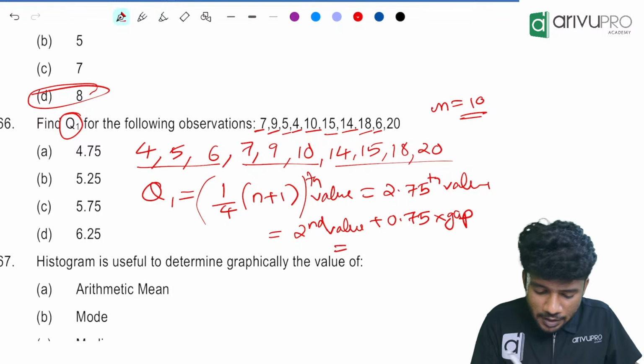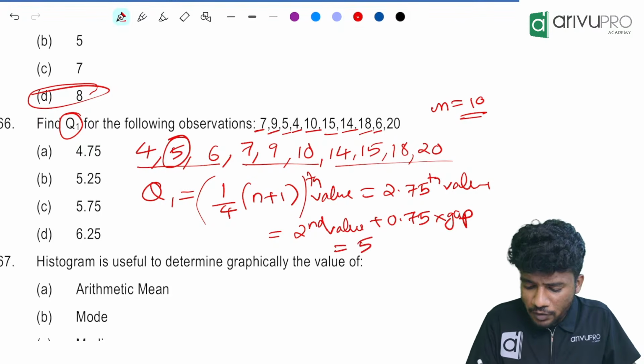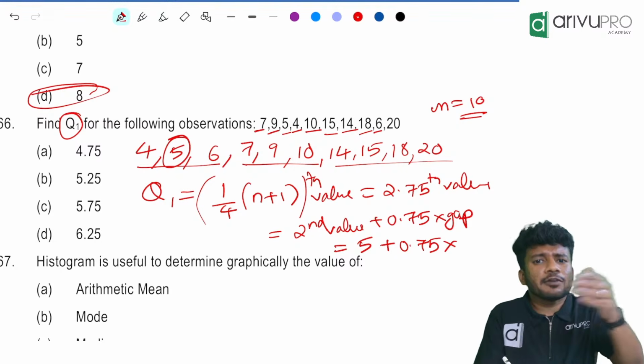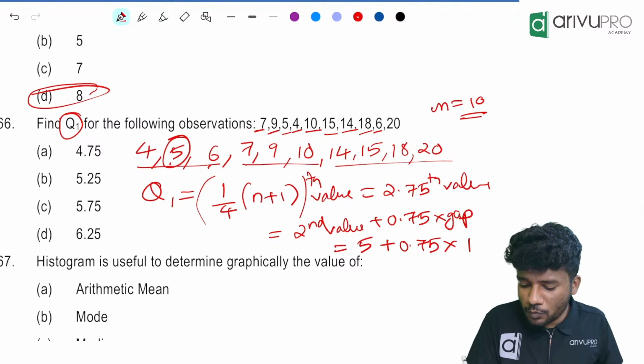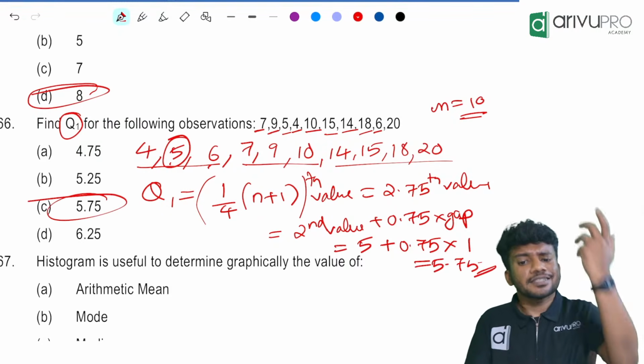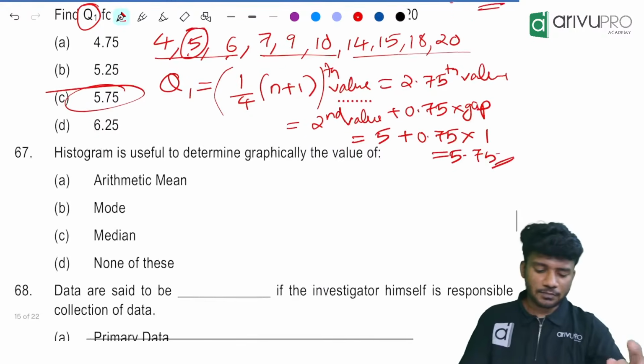Gap is nothing but, second value is how much? 5, plus 0.75 into gap. Gap is how much? Third value minus second value. 6 minus 5 is how much? 1. So answer is how much? 5.75. Option C is the answer. Very good question. Very easy answer.